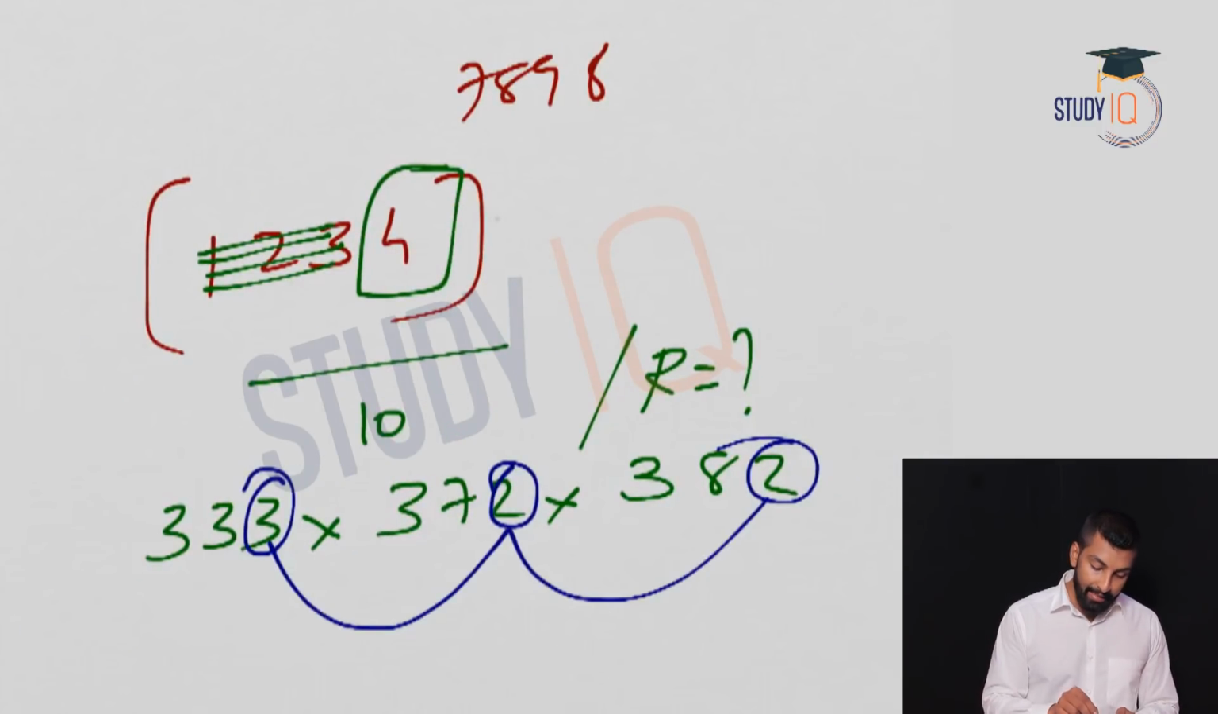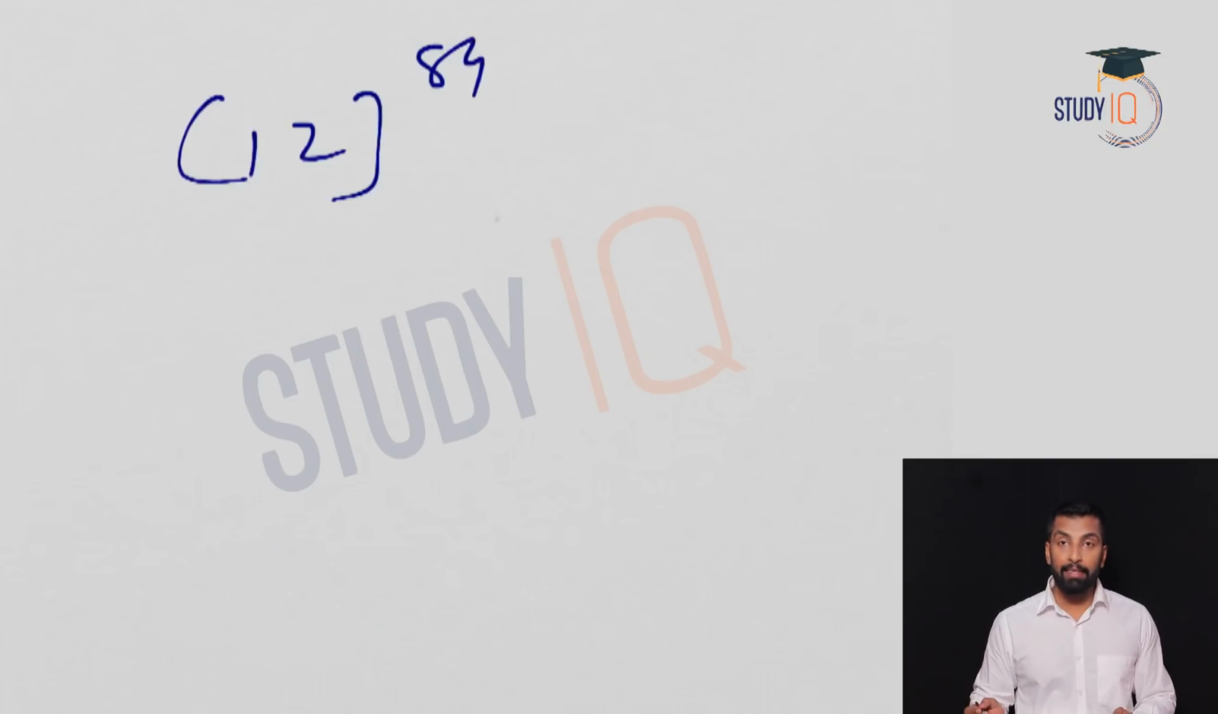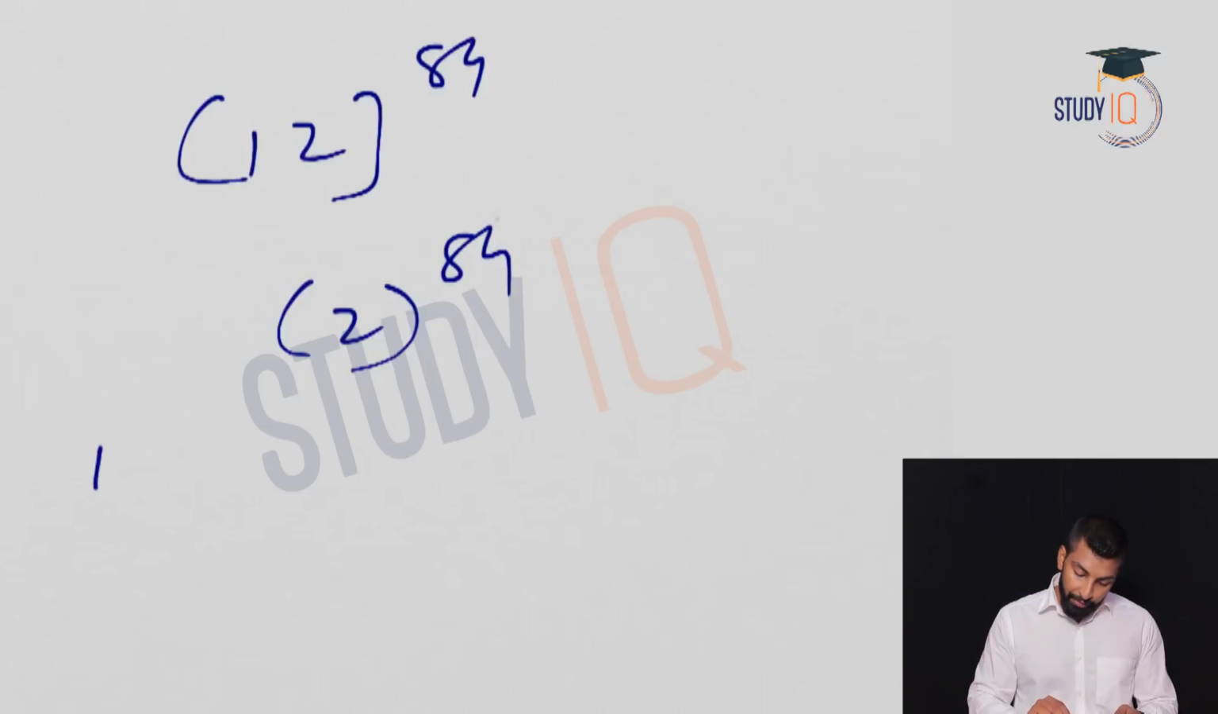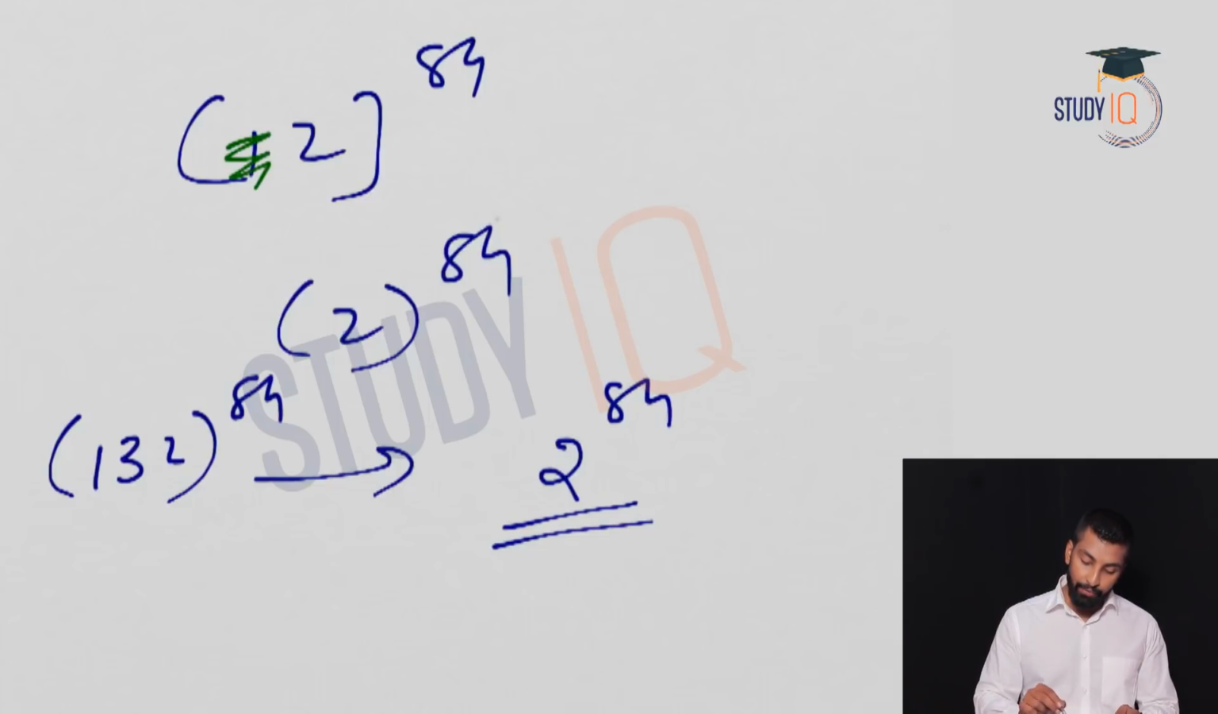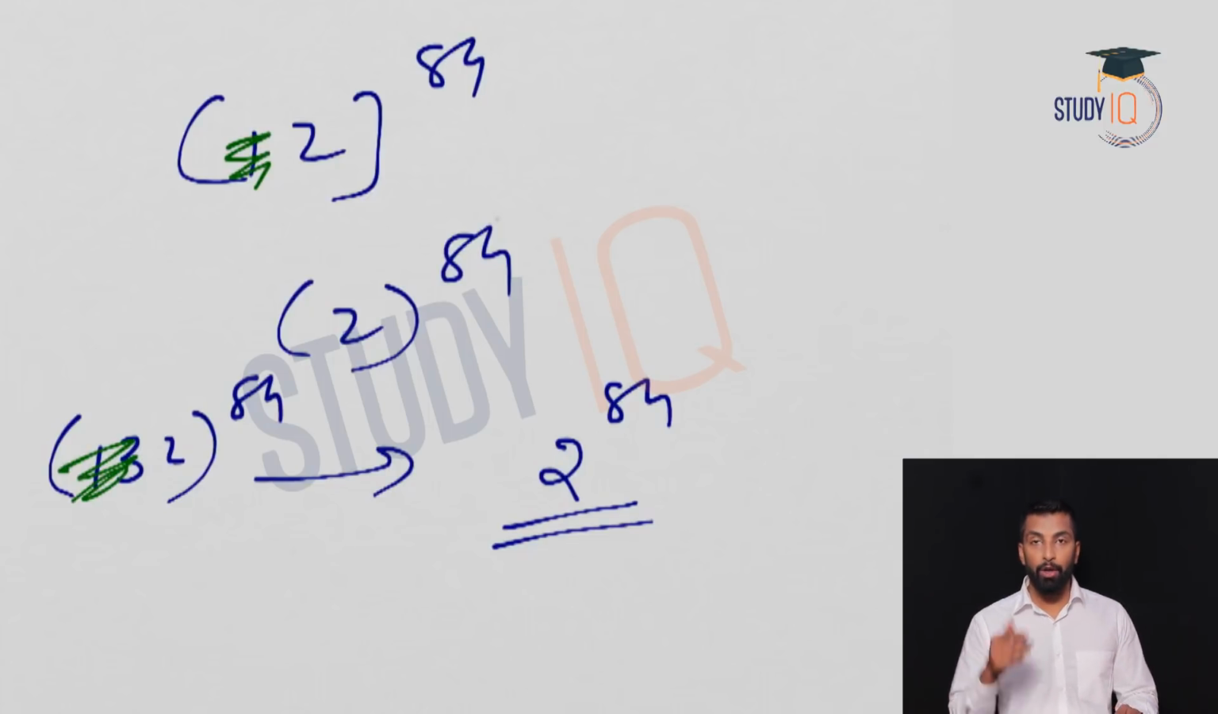To find the last digit, this is a basic thumb rule you need to keep in mind to solve all these questions. If a last digit question or a divide by 10 remainder question is coming, whatever the number, let's take 12 raised to 84, the last digit question means it's actually the last digit of 2 raised to 84. Or if it is 132 raised to 84, it's actually 2 raised to 84 only, because to find the last digit we don't want these other digits. I hope this is clear.